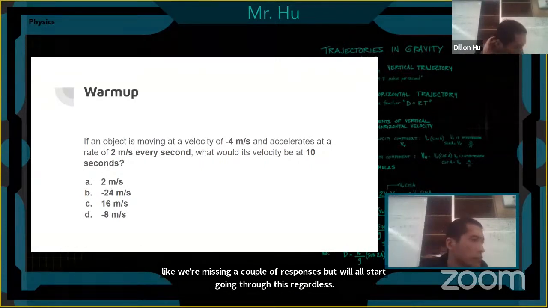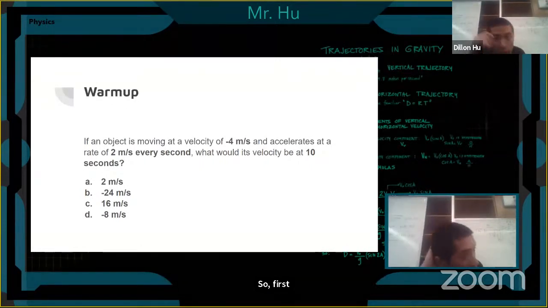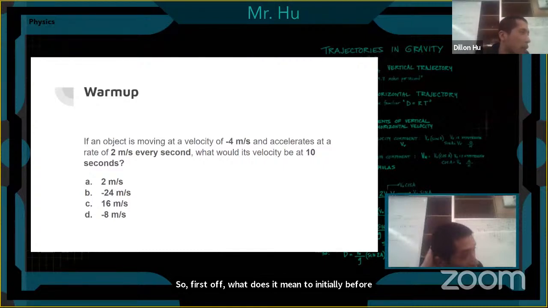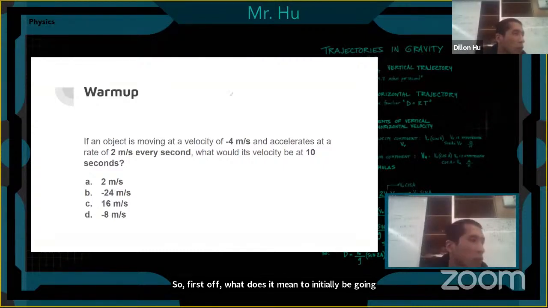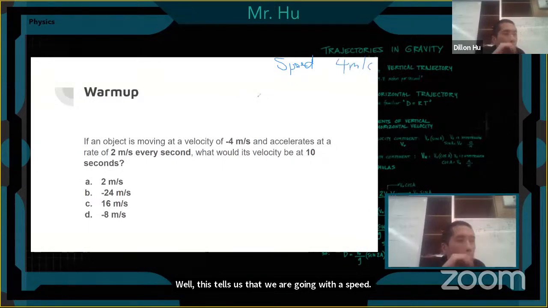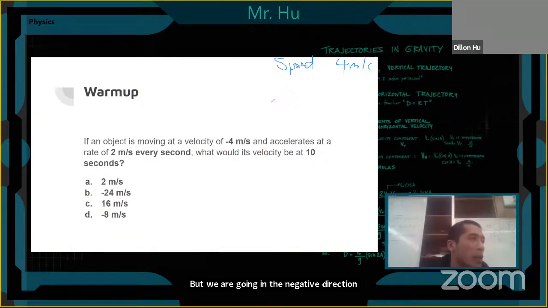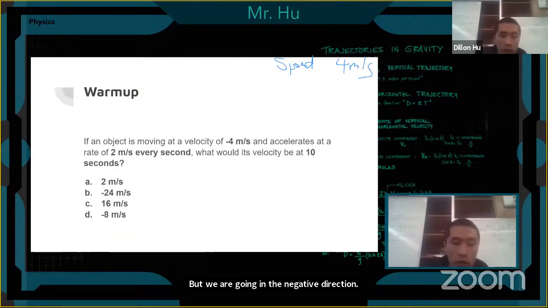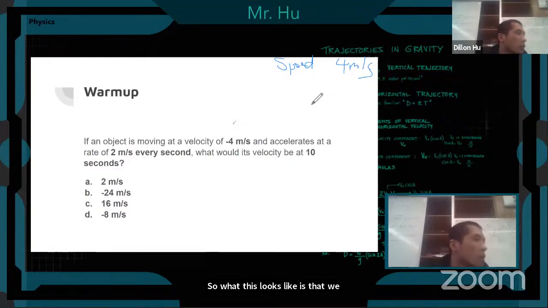So first off, what does it mean to initially be going at a velocity of -4 meters per second? Well, this tells us that we are going with a speed of 4 meters per second, but we are going in the negative direction. So what this looks like is that we are going in the backwards direction with a speed of 4 meters per second.